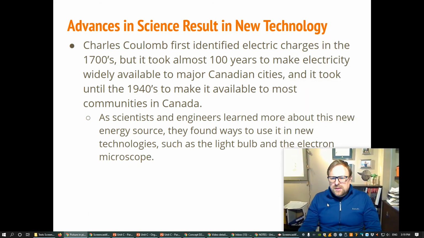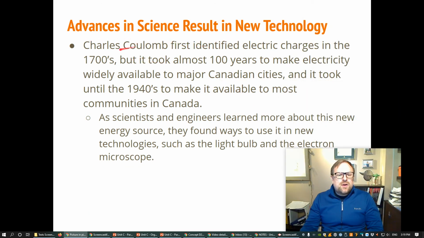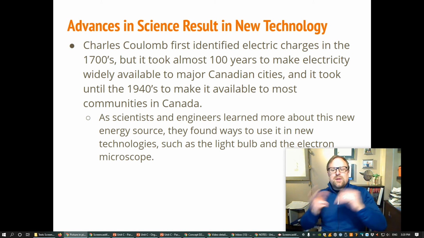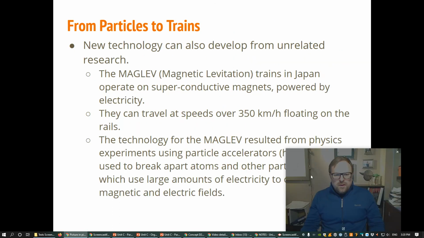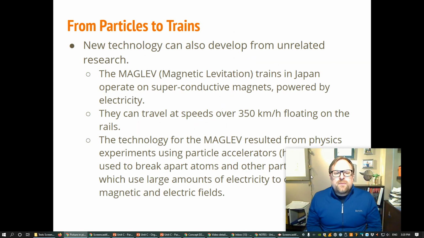So here's some examples. Advances in science result in new technology. Charles Coulomb first identified electric charges in the 1700s, but it took almost 100 years to make electricity widely available to major Canadian cities. And it took until the 1940s to make it available to most communities in Canada. As scientists and engineers learned more about this new energy source, they found ways to use it, use new technologies such as light bulbs and the electron microscope. So sometimes technology drove science, sometimes science drove technology. New technology can also develop from unrelated research.